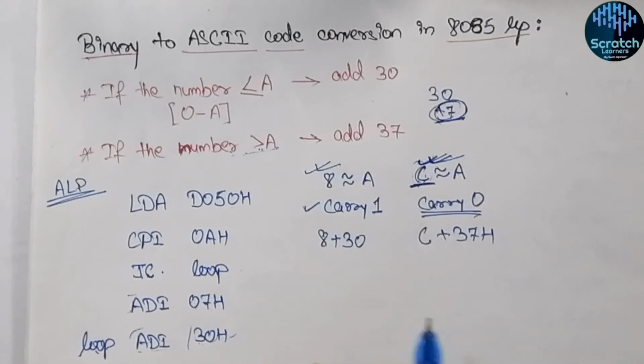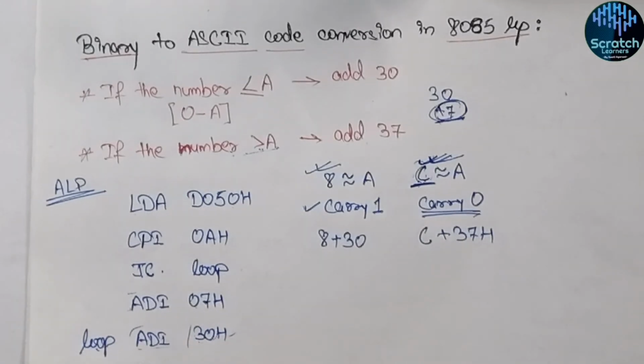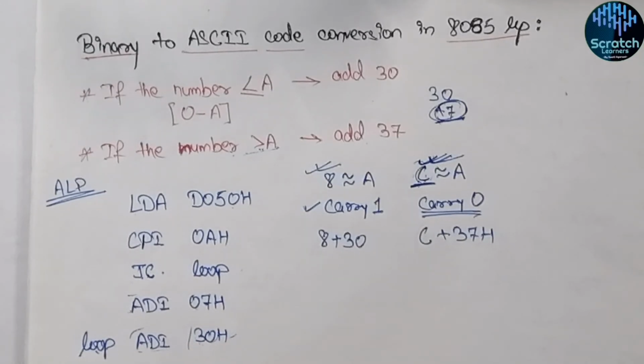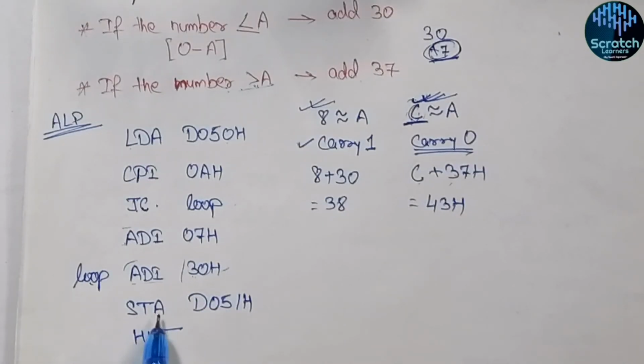Now, as we all know, the last step is to store the result. So let's store the result. We know that the result is in the accumulator. So the next step is to store the result into some location. So we are storing the content of accumulator into D051 hex address and then halt.